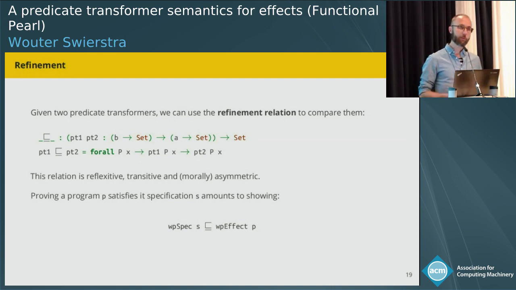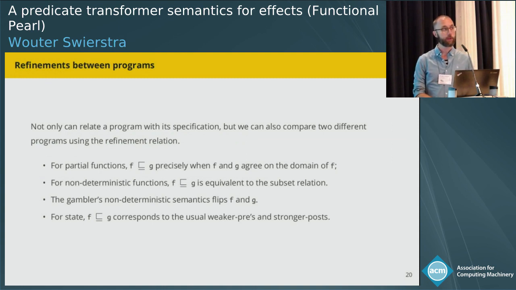And now to show that a program satisfies its specification amounts to showing a refinement between the predicate transformer semantics associated with the specification and the predicate transformer semantics associated with an effectful program. Of course, you can do other things with refinement. So you can also compare programs. Because we can assign semantics to programs, we can compare those semantics with refinement as well.